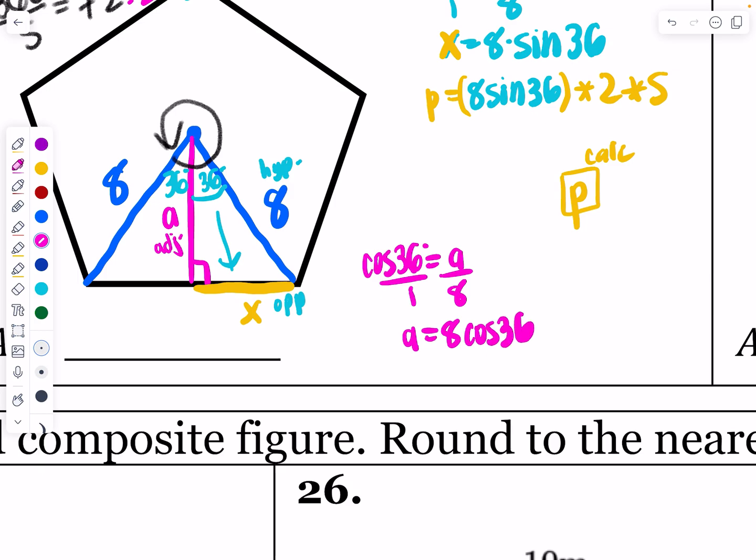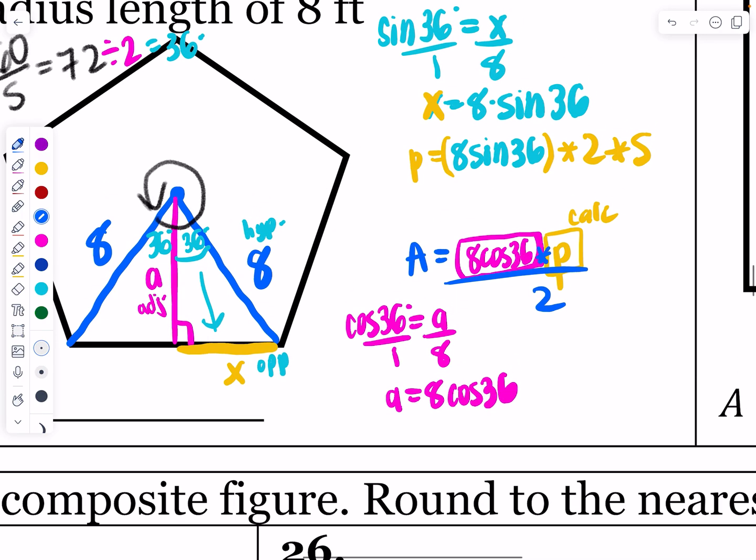So what do you plug in for your apothem? 8 times the cosine of 36. Okay, so there's my apothem. I'm going to put that in a box. There's my apothem. We know that the perimeter is going to be the thing that we calculate, and that's all going to be multiplied times each other and then divided by 2.